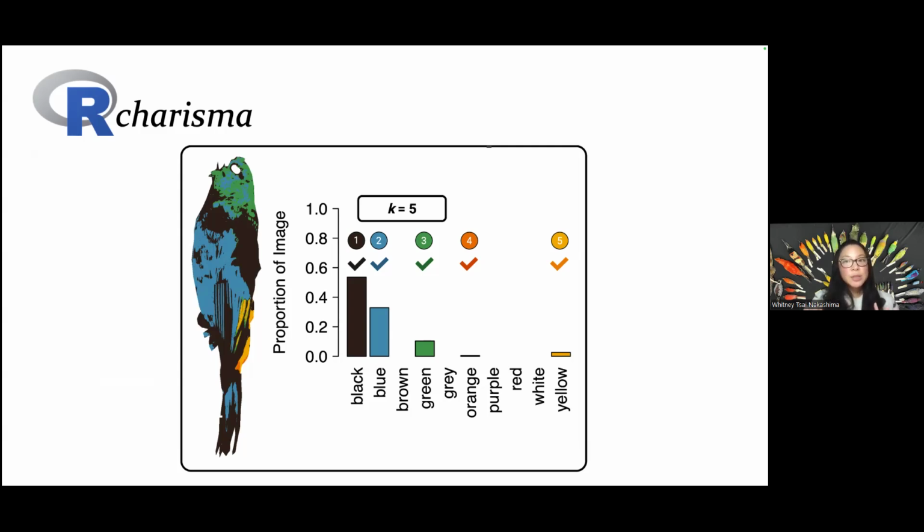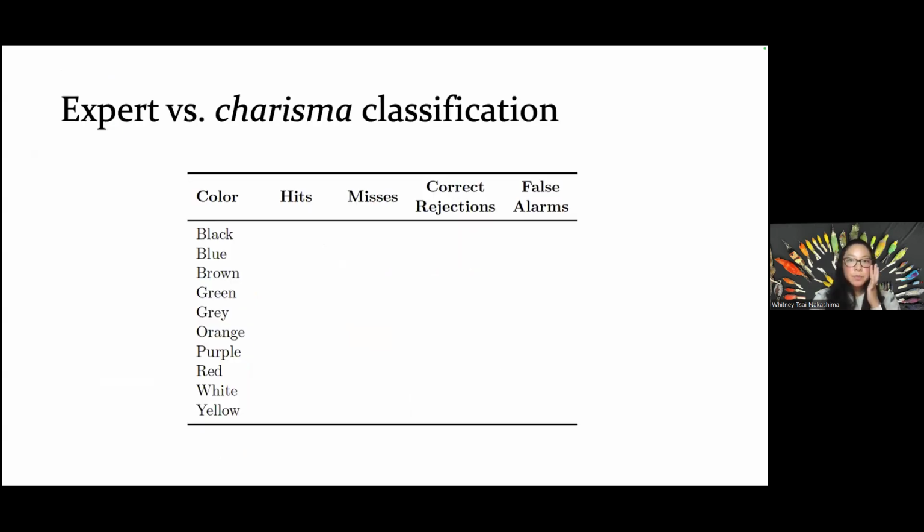And so we ran Charisma for about 30 tanagers to both validate that Charisma was making the correct color calls and also to be able to model color evolution across this group. And so to validate that our Charisma classifications were doing a good job, we compared our Charisma color calls to colors that were identified by an expert in tanager coloration.